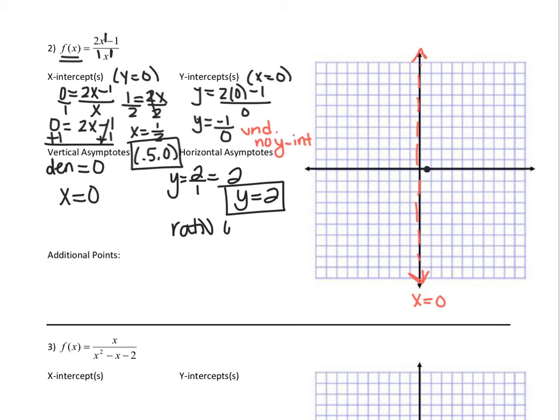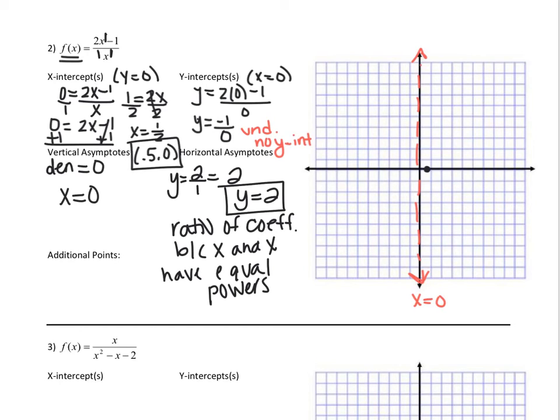Ratio of coefficients, because x and x have equal powers. So let's go ahead and label that. Here is the line y equals 2. And this one is probably clear on this right-hand side where it's going to go. So this one's going to go up this way and down this way. But we really have to see where is this going to go, here or here.